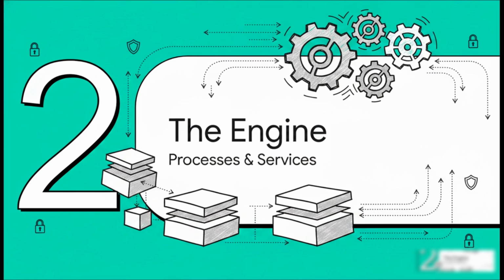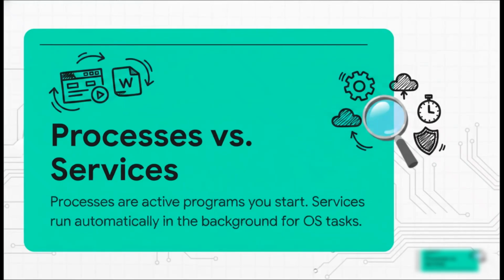Now that we get the two operating modes, what's actually running on the system at any given moment? This is a really simple but vital distinction. A process is an active application you launch yourself, like opening up Word or Chrome. Services, though, they're kind of like the invisible engine components, just humming along silently in the background. They handle all the critical OS tasks, network connections, system updates, often without you even knowing they're there.